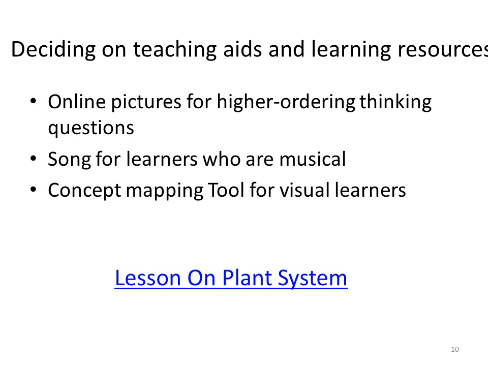Lastly, deciding on teaching aids and learning resources. There are many online resources we can use. So I found some online pictures for me to ask higher order thinking questions. I also found a song from YouTube for learners who are musical learners, or musically inclined. I also use a concept mapping tool for the visual learners to summarize what they have learned about the plant parts and the functions.